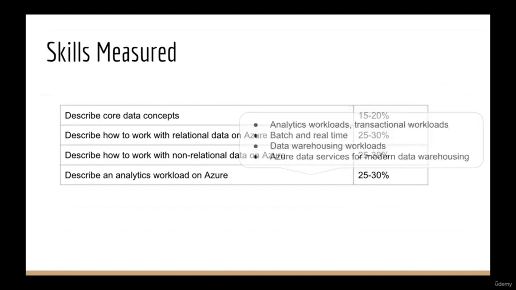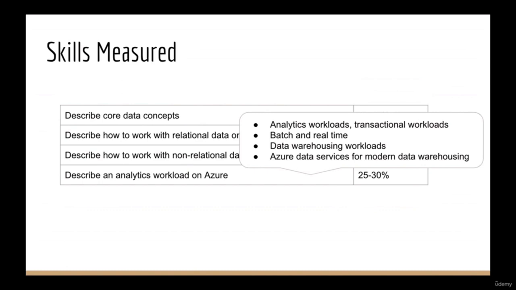The fourth and final topic is about analytics workload on Azure, and it covers 25 to 30% of the exam questions. The student should be able to describe analytics workloads, transactional workloads, and the difference between a transactional and analytics workload, and the difference between batch and real-time. It also discusses data warehousing workloads, as well as the components of a modern data warehouse and Azure data services for modern data warehousing, such as Azure Data Lake, Azure Synapse Analytics, Azure Databricks, and Azure HDInsight.